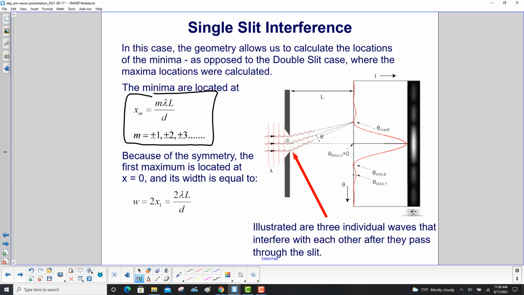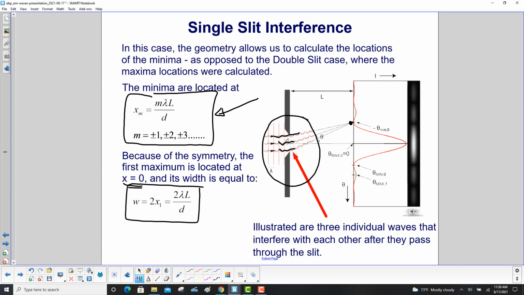Because of the symmetry, the first maximum this time is located at x equals 0, and its width is equal to 2 times x1. That's the location of the first minima. So that's 2 lambda L over D. And over here, here's where we're showing these wavefronts breaking into individual waves that are then regenerated and will interfere with each other when they get to this point. Now obviously there's many more than 3, but we just wanted to show the example there. And frankly, that's how you do the math to come up with this equation.